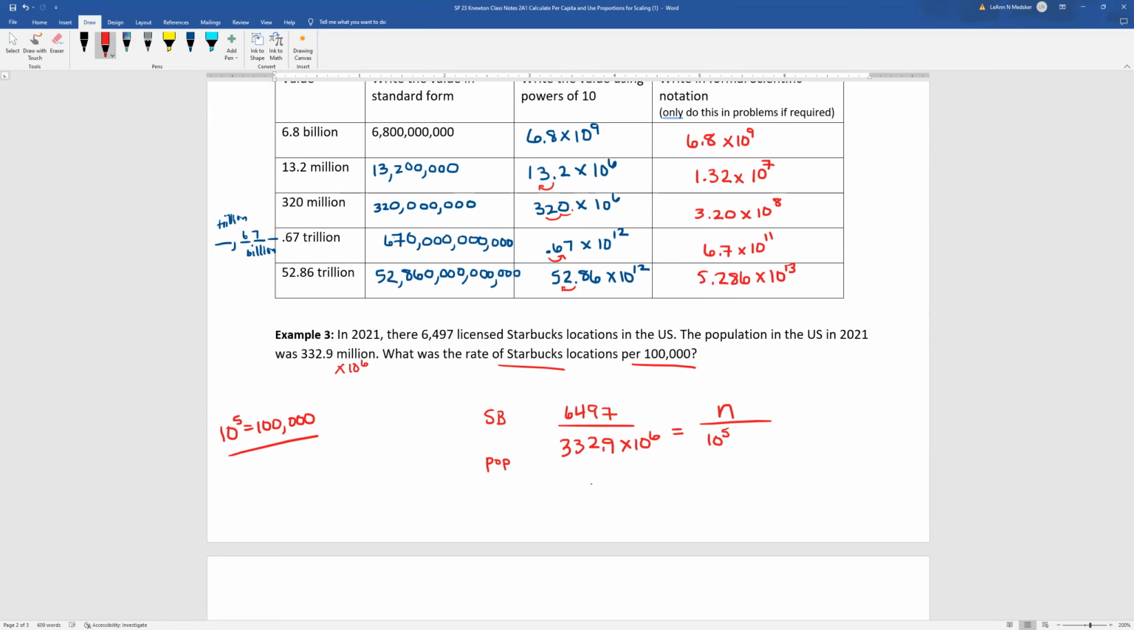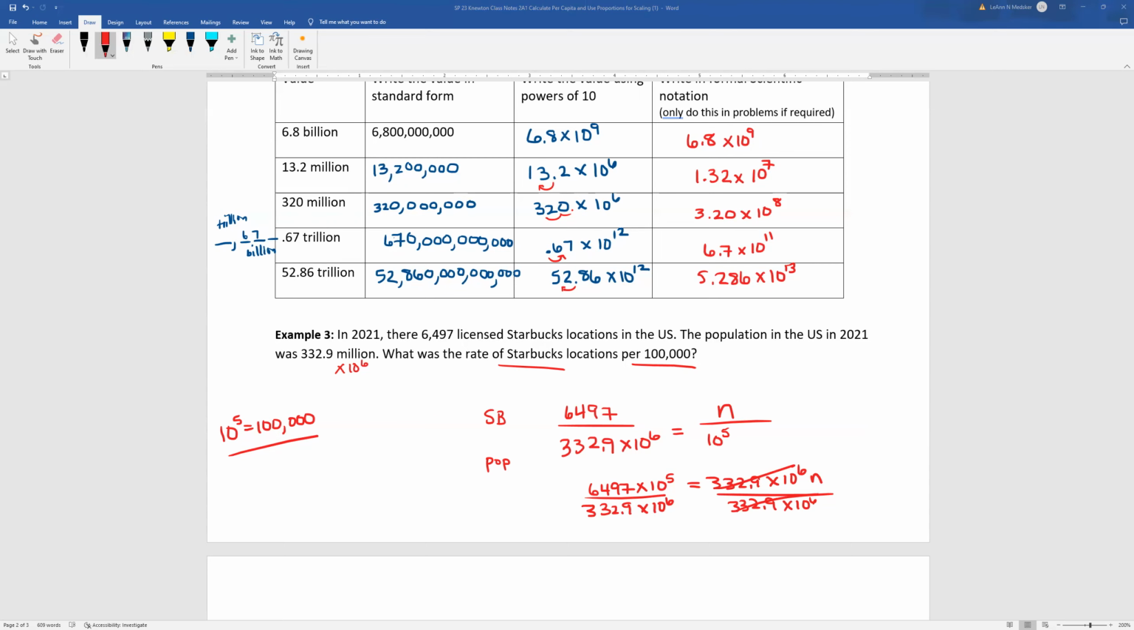So this will be 6,497 times 10 to the 5th equals 332.9 times 10 to the 6th, n. Divide both sides by 332.9 times 10 to the 6th. We're going to go type that in on our calculator.